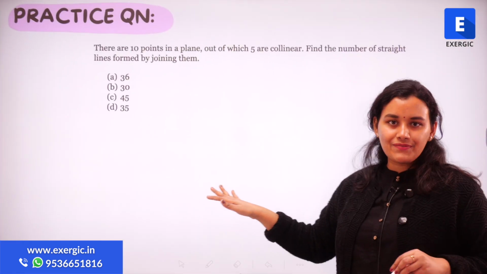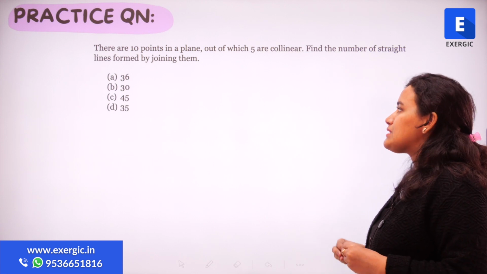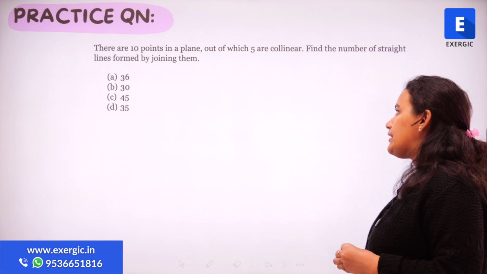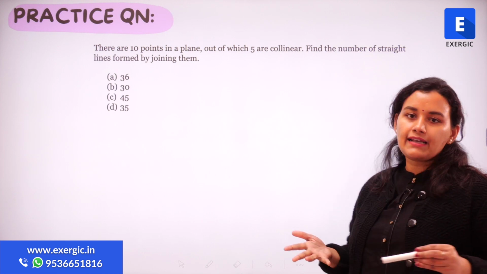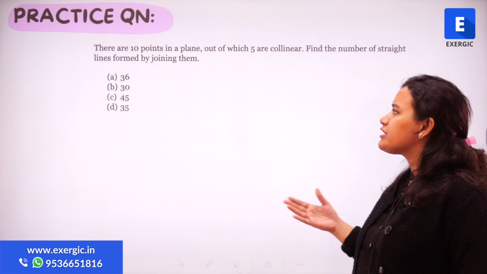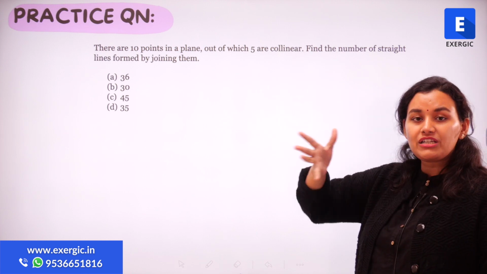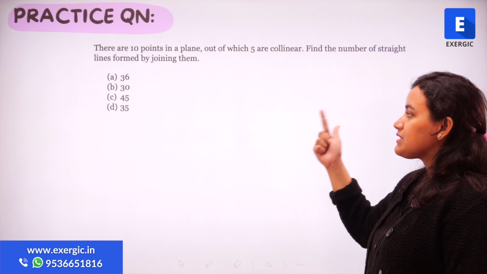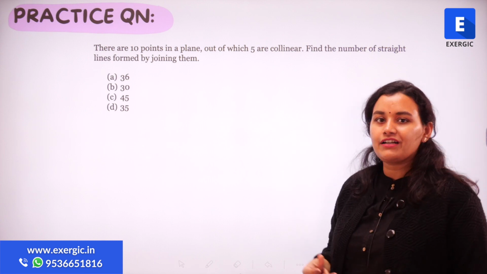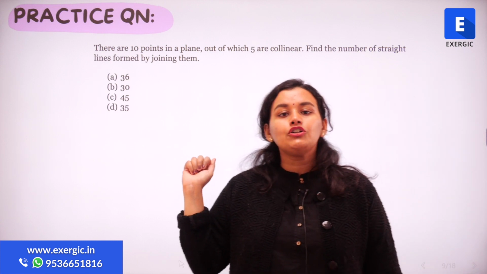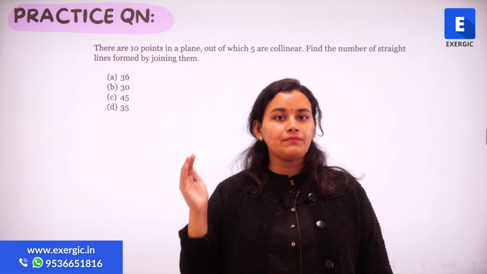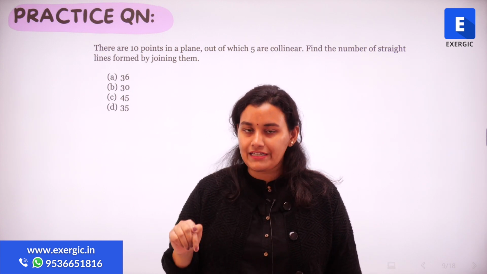So here's a practice question for you. There are 10 points in a plane, out of which 5 are collinear. Find the number of straight lines formed by joining them. Very simple question. You have 10 points in a plane, of which 5 are collinear. How many straight lines can be formed? 36, 30, 45 or 35. So attempt the question. Do not forget to leave your answer and your solutions in the comment section below.